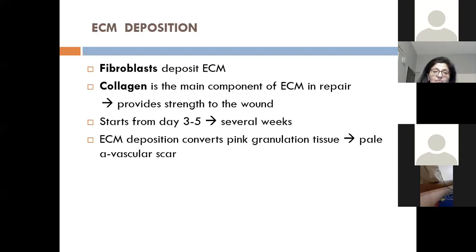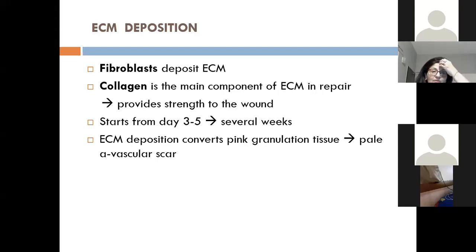This process starts from day 3 to 5 and lasts for several weeks. And this ECM deposition converts the pink granulation tissue, which was very friable, into a pale, firm, avascular scar. Okay, so first that pink area forms, the granulation tissue, which is very friable. But once the fibroblast starts to lay down collagen and extracellular matrix, this becomes firm, it becomes avascular because the blood vessels tend to decrease, and all the collagen is laid down, and it becomes a firm avascular scar.